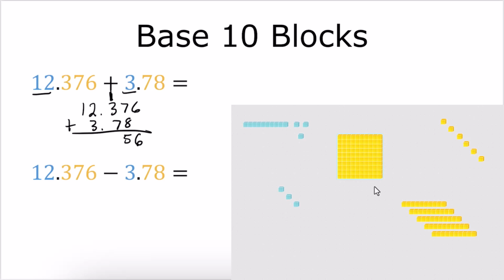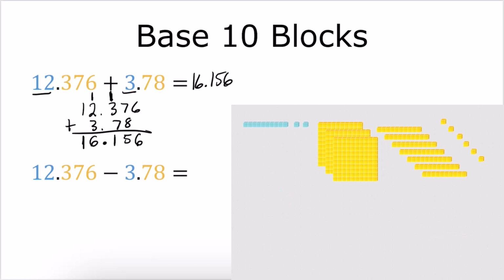And then I also have this 1/10 that was regrouped from my hundredths. So that gives me 1 in my tenths column. And then I also have an extra 1 in my ones column. And when I add that extra 1 to the 2 ones and the 3 ones, that gives me a total of 6 ones. And the 1/10 doesn't have any other 10s to be combined with, and so I'll just write it right there. And so that shows me that 12 and 376 thousandths plus 3 and 78 hundredths equals 16 and 156 thousandths. And that's how you would show addition with the base 10 blocks.